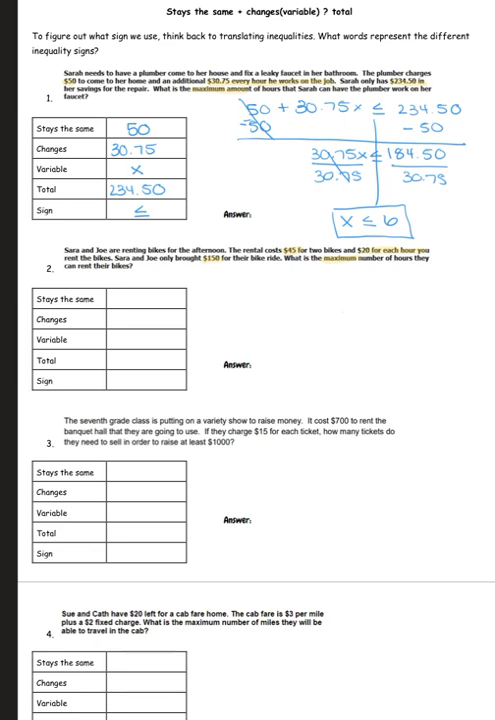Now let's take a look at it. What's going to stay the same? We notice the flat rate of $45. We know that they're going to charge $20 for each hour, so that's what changes. Our variable, again, we can use x, and we know that they only have $150. Again, we have the maximum number of hours, so we're going to have our less than or equal to. So we have what stays the same, plus what changes, our sign, which is less than or equal to, and that is 150.